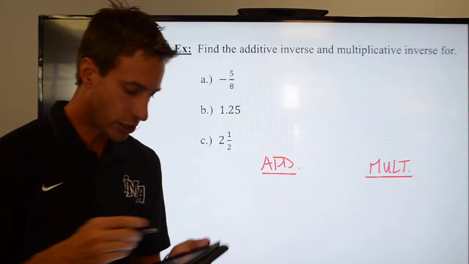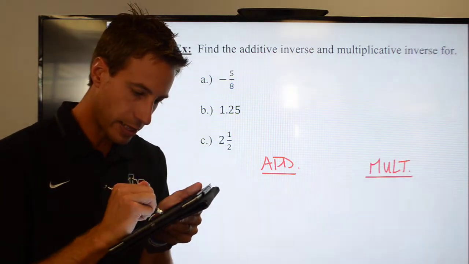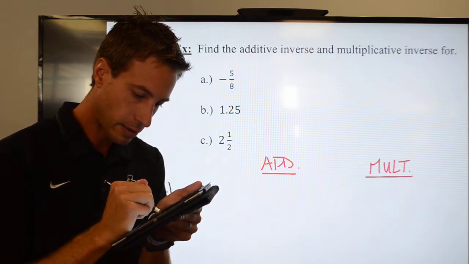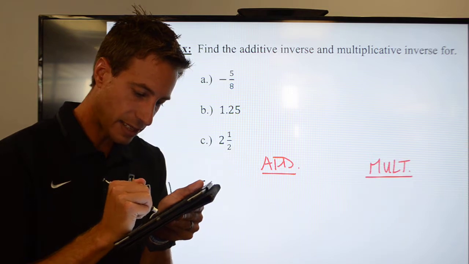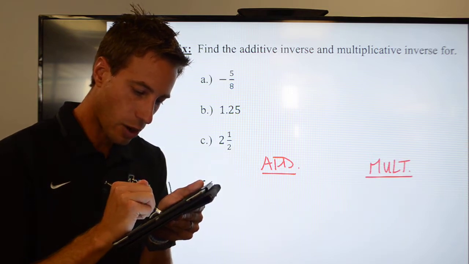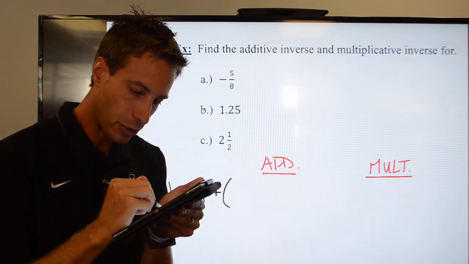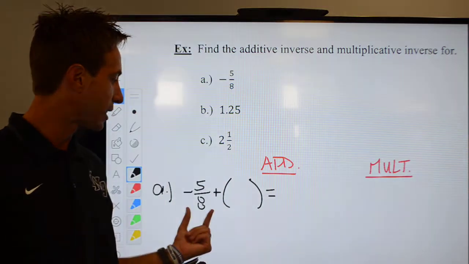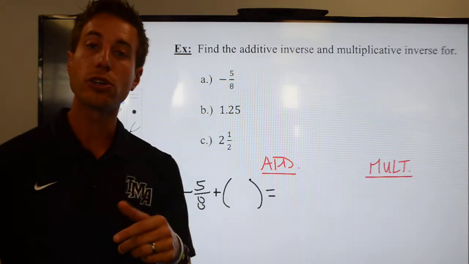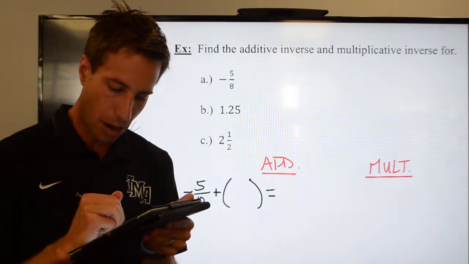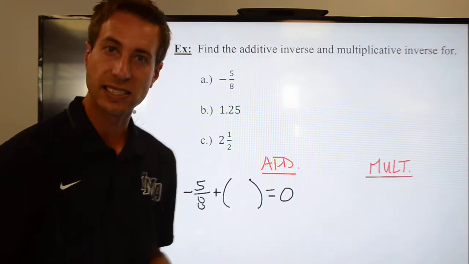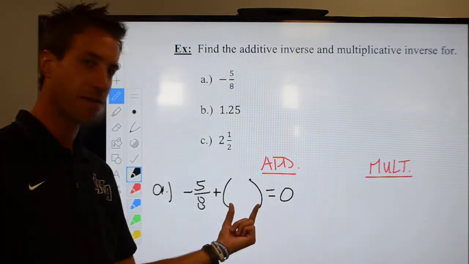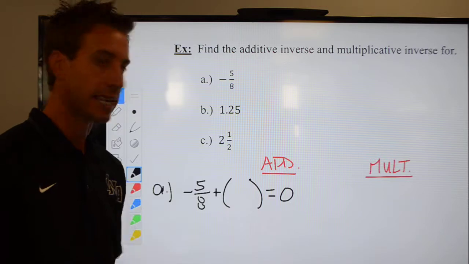Okay, now we're going to start with the very first one. The first one is a negative 5/8. And the way the additive inverse works is I need to know what number do I need to add. What number do I need to add to a negative 5/8 in order to get 0? That's what the property says. To get 0, what do I have to add to the number that I'm given? I'm given a negative 5/8, so I got to figure out what goes here so that I get 0.